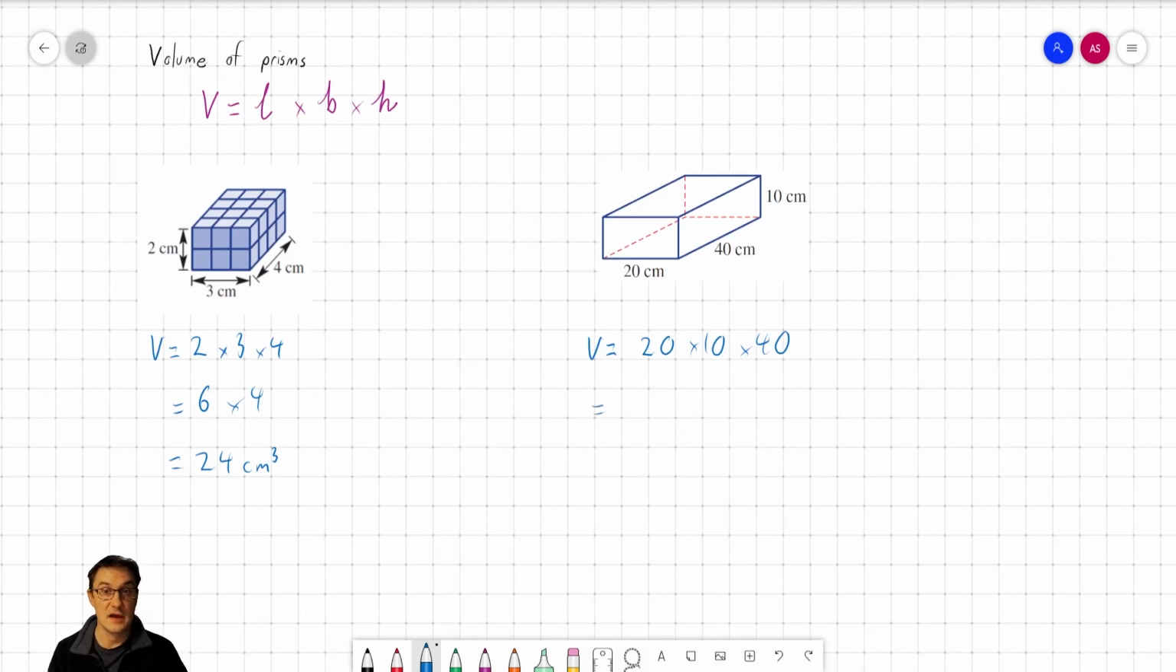So as we work this out, first of all, it's just dealing with calculating the area or the cross section at the end here. And so that's going to be equal to 200, which we still need to times by 40. So the last step in working this out is going to give us 8,000, and this is going to be in centimeters cubed because that's the units which we're working with here.